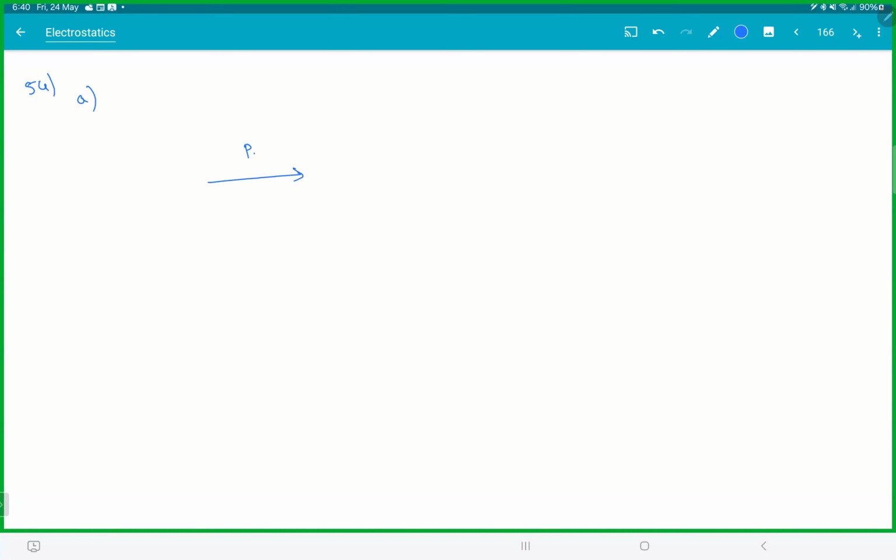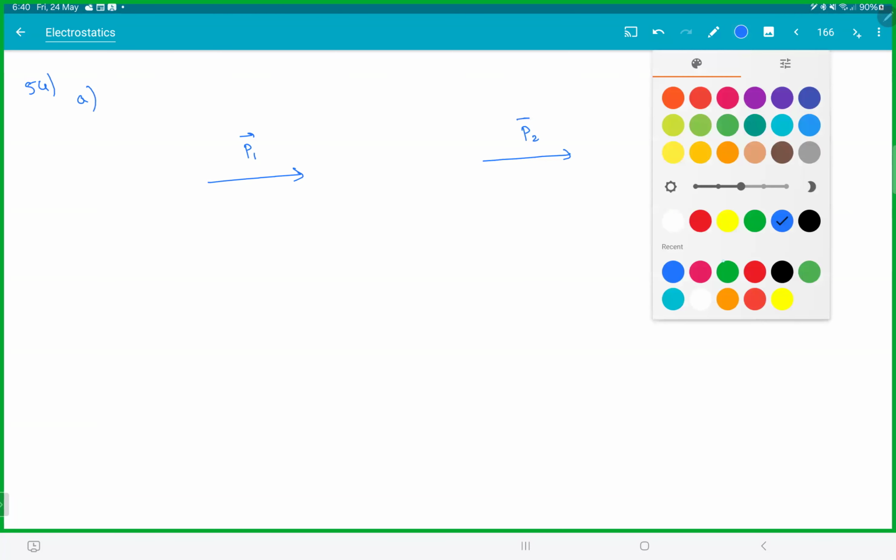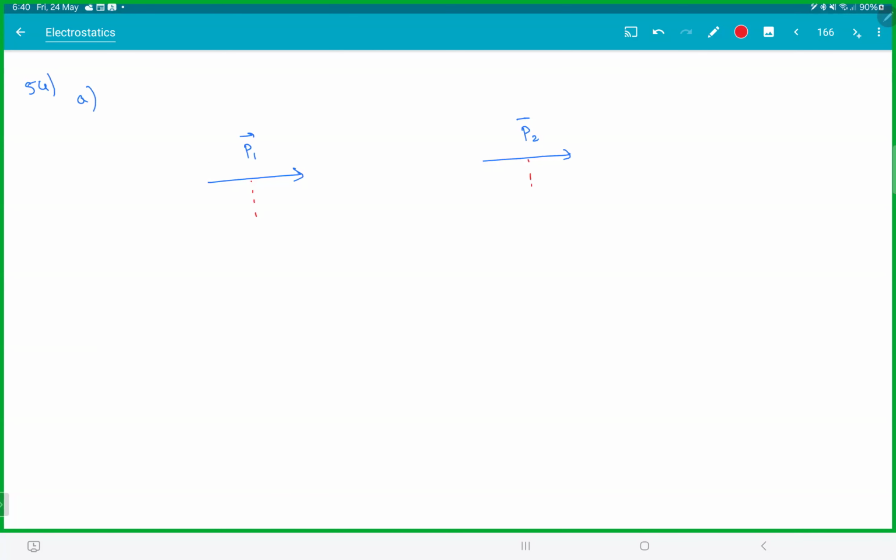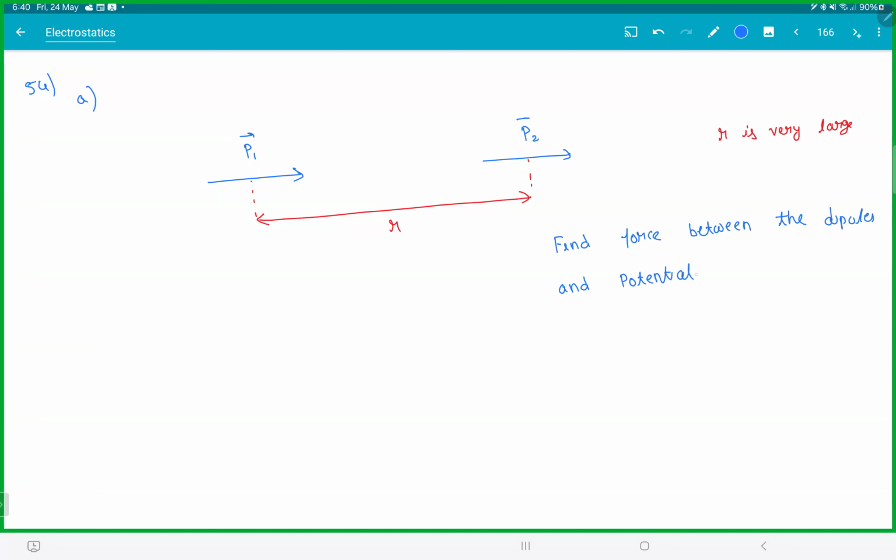We have a dipole here, P1. We have another dipole here, P2. The center to center distance is R. R is very large, again compared to the length of the dipole. Find the force between the dipoles and the potential energy of the system. So if these two are interacting, there'll be some potential energy.